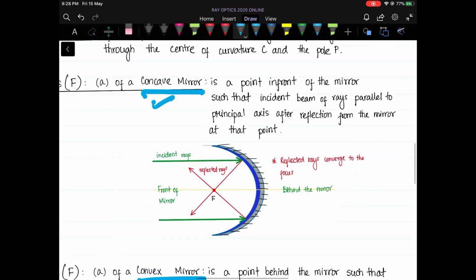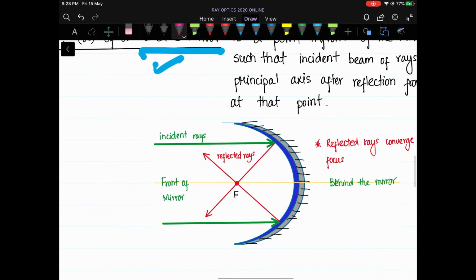For the concave mirror, let's look at this example and understand what focus is. Here we have a concave mirror. As I told you earlier, the inner surface is going to reflect light. The incident rays that we have, I have drawn parallel to our principal axis. This is the principal axis.